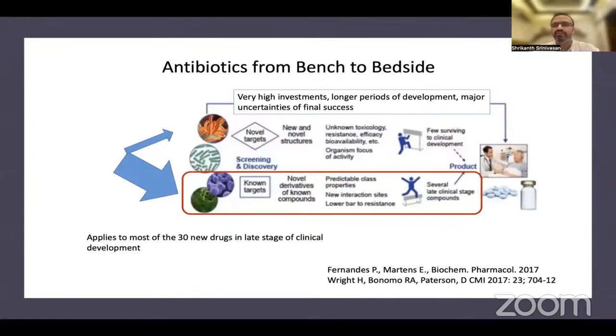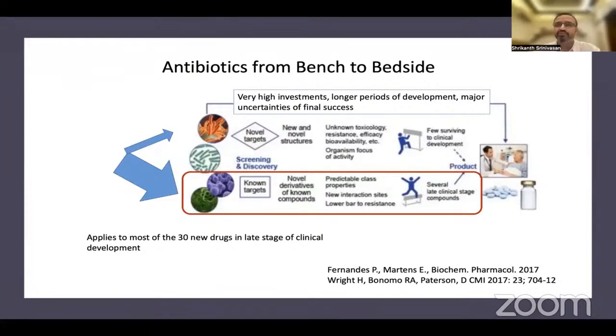So a rather better focus would be to use known targets, that is older antibiotics, in combination with a novel or new derivative, which makes the older antibiotic more potent, more effective. The advantage is that it's predictable, with newer interaction sites, and it lowers the MIC of these agents. That product, which can be a combination of a novel agent and an old agent, can work equally well.